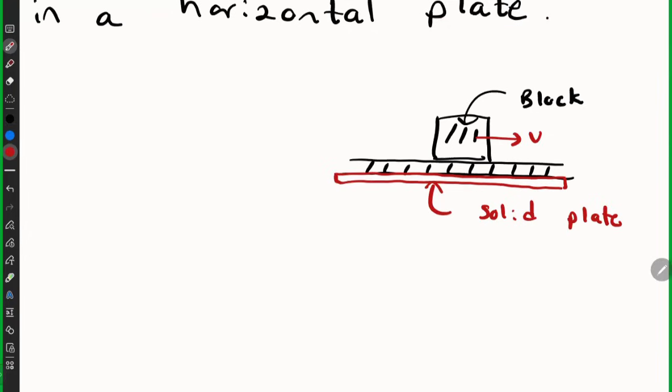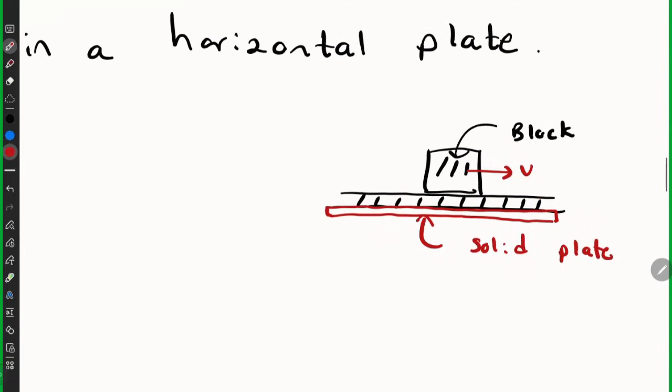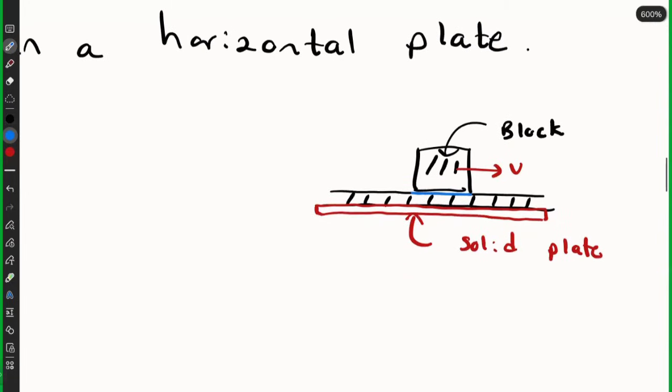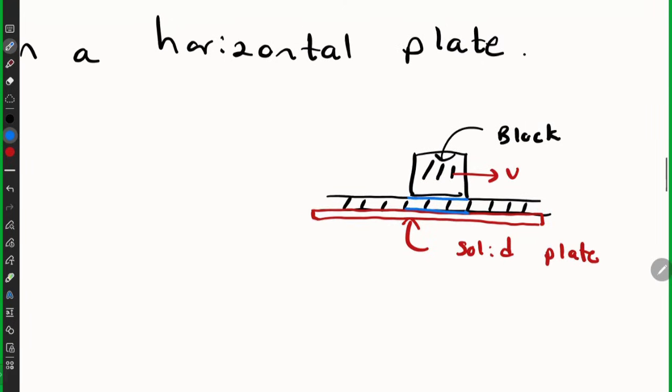So the layer just below the block, that's what I've highlighted here. The layer just below the block is going to have what? The velocity of the block. And if you think about the layer just touching the solid surface, that particular layer of liquid just touching the solid plate surface is going to have a velocity of 0 if the solid plate is at rest, right?